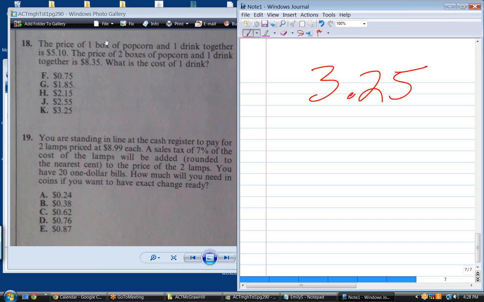In other words, the difference between 1 box of popcorn and 1 drink and 2 boxes of popcorn and 1 drink is 1 box of popcorn. So if the difference in price is these, then the box of popcorn must have cost $3.25. Now go back to the first sentence and tell me what 1 drink costs. It's 5.10 minus 3.25. You got it. And that is 1.85. Right.